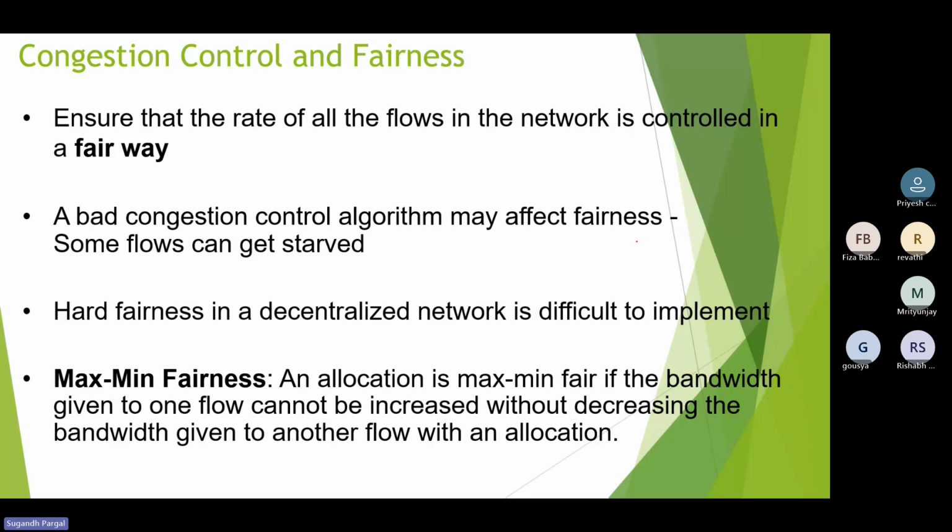So the best possible approach followed for congestion control is max-min fairness. An allocation is max-min fair if the bandwidth given to one flow cannot be increased without decreasing the bandwidth given to another flow with an allocation. As we have seen in the previous example, if flow 1 is moving in this way and flow 2 comes with a similar bandwidth, we decrease the bandwidth of flow 1 and increase the bandwidth of flow 2 to a similar pace, so that an equivalent distribution of bandwidth is given to both flows. That means the maximum bandwidth flow should be dropped and the minimum bandwidth flow should be increased.